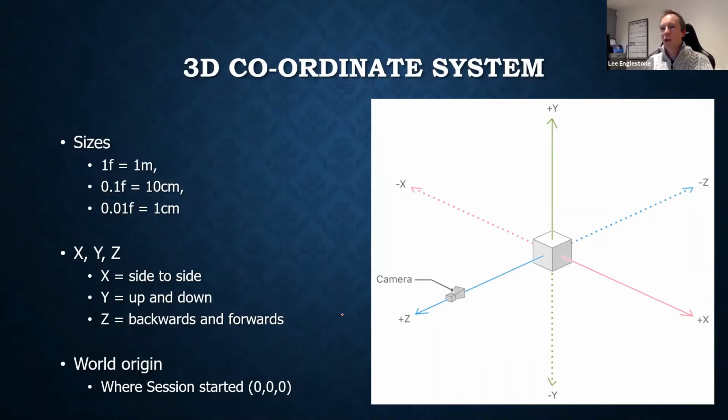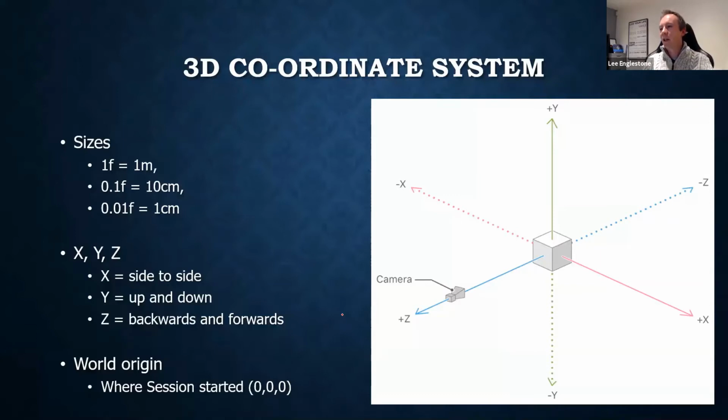So if you want to put something to your right, you give its X coordinate a plus value, and if you want to make it appear on your left, you give it a negative value. If you want it to appear above you, give it a plus Y value, and if you want it to appear below you, a negative Y.